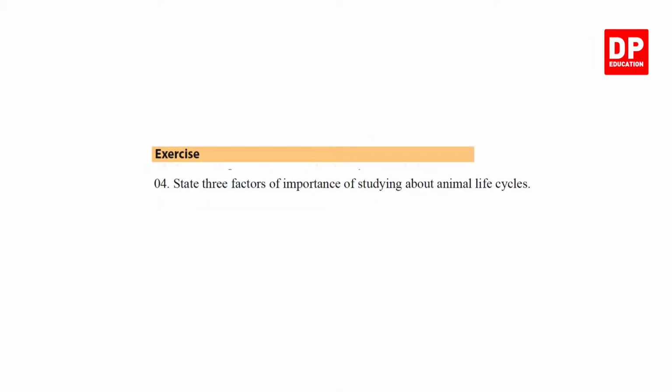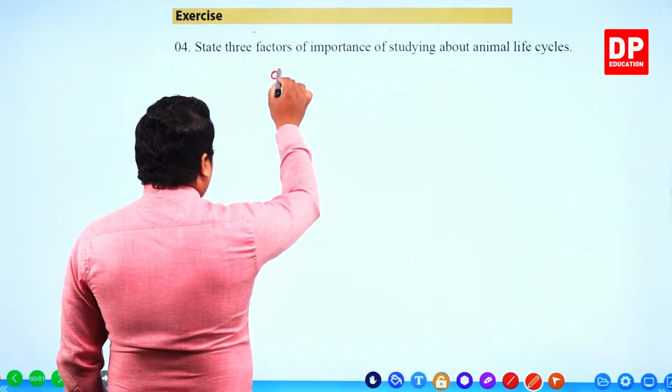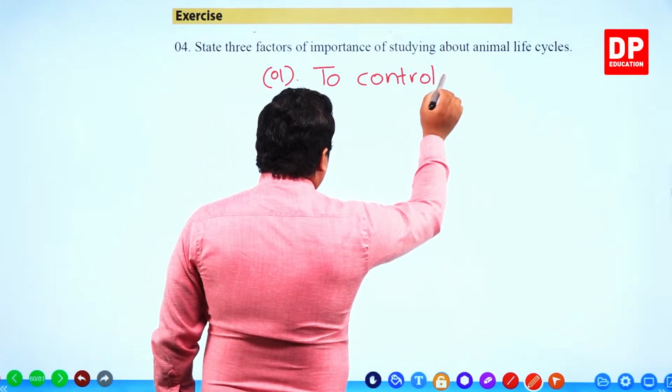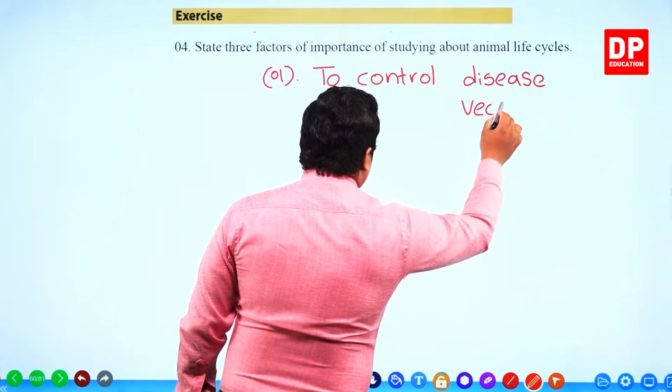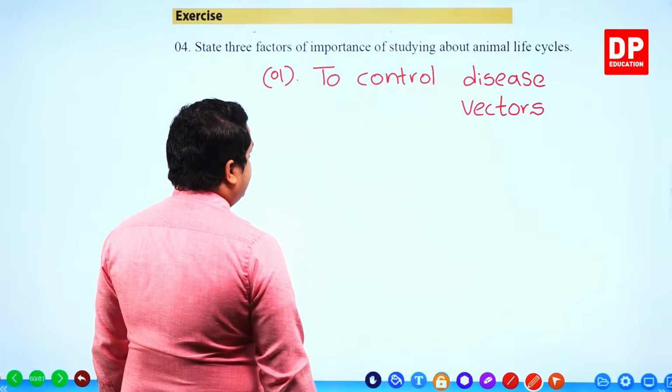Right. State three factors of importance of studying animal life cycles. The three important facts that we usually need, the three main importance of the life cycles of organisms. So we have to mention those three. It's really simple, my dear children. Number one, to control disease vectors.